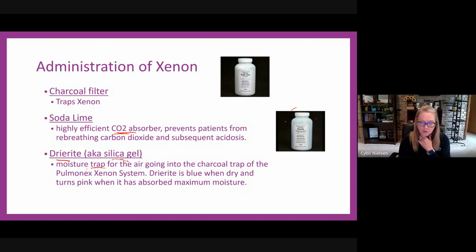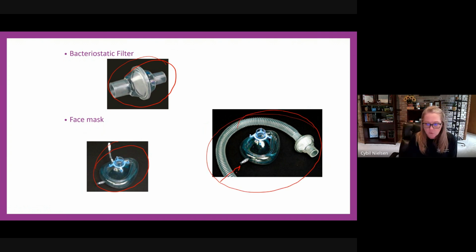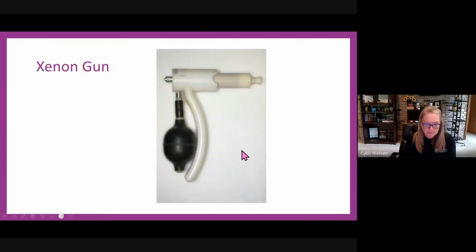Now, the Dryerite is blue. And when it absorbs moisture, it turns pink. Okay. So we're going to use a filter, face mask, put it all together. This little port right here is where we'll inject the xenon. This is a xenon gun that connects to that little port in the mask.